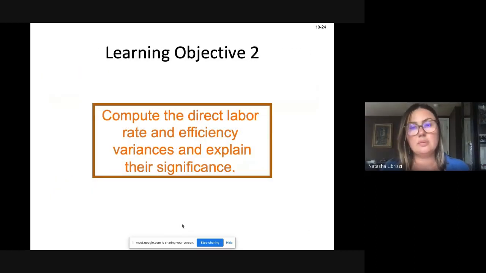Now we're going to move to computing direct labor rate and efficiency variance. So we're going to the labor world.